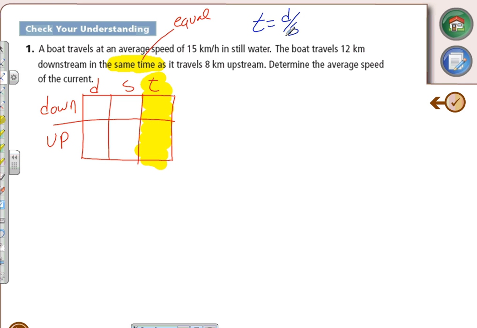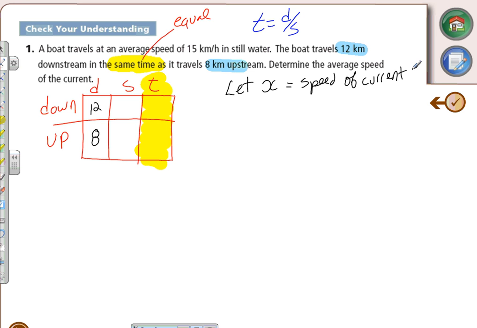First column is going to be, what information do we know right now to fill in? So we know 12 kilometers downstream, 8 kilometers upstream. Let's put those in. The next column is the one we're going to use the variable for. So we need a let statement. Let's just use x, whatever variable you want to use. So let x equal speed of current.